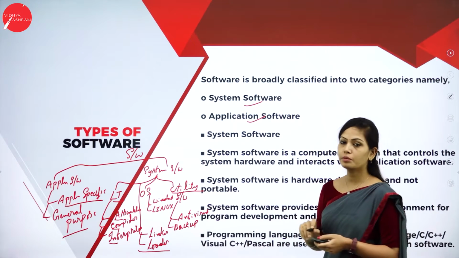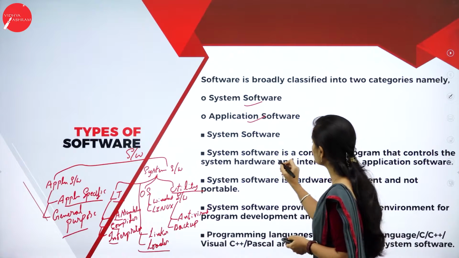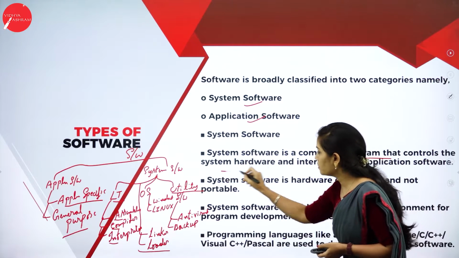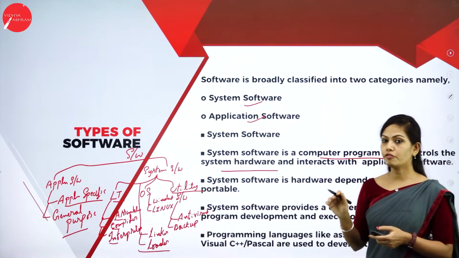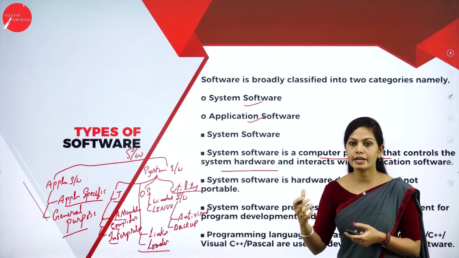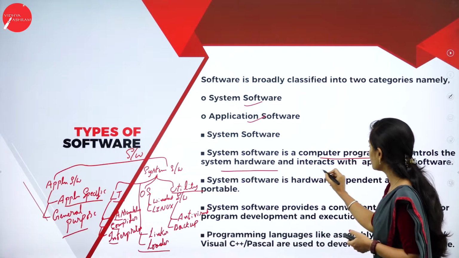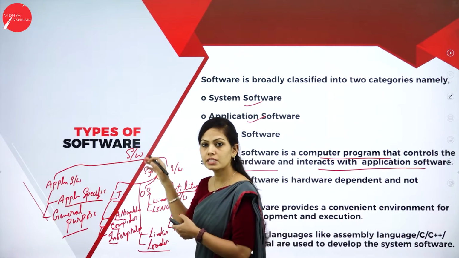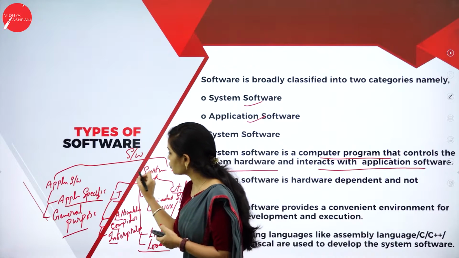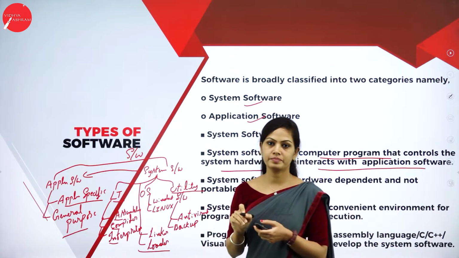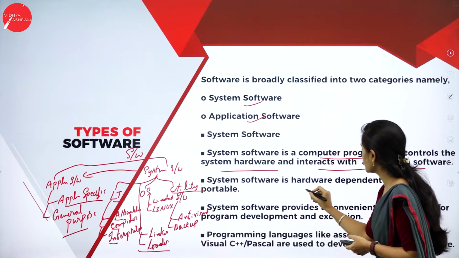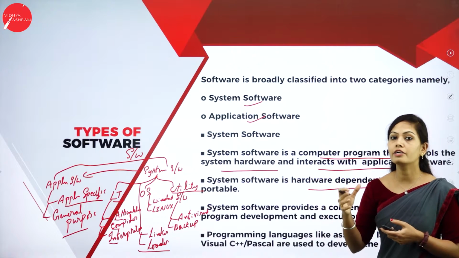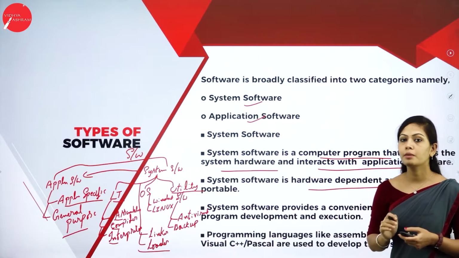So what is system software? System software is a computer program that controls the system hardware. So system software can control the system hardware components and interacts with application software. It is hardware dependent and it is not portable.